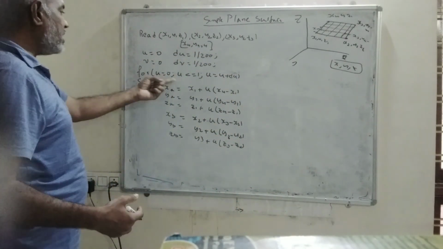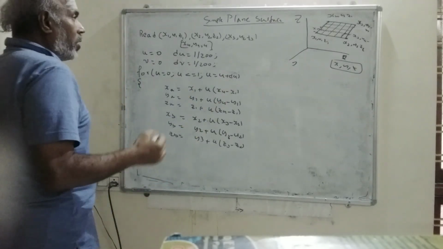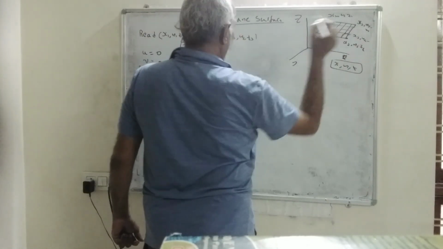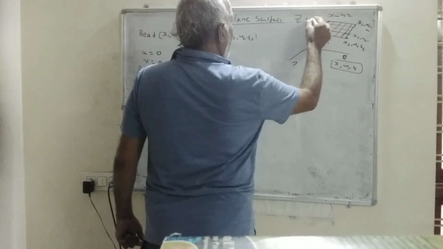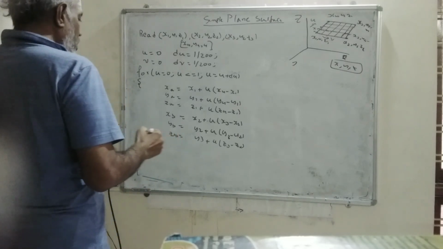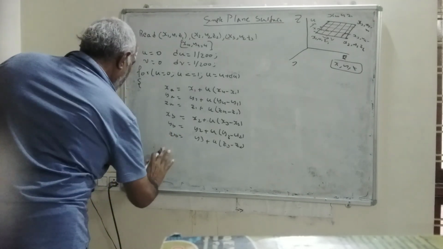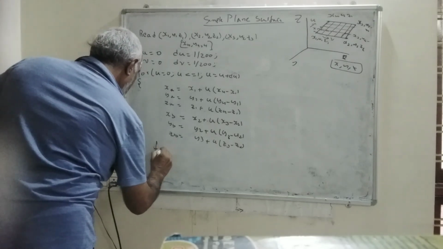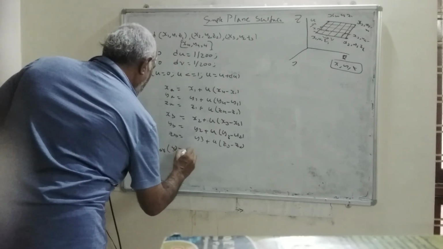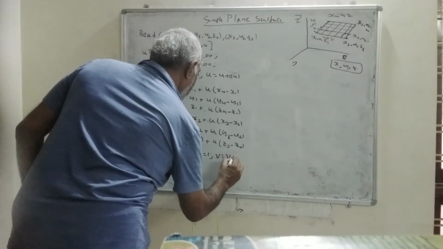In the next iteration of the for loop, u will be incremented and the next two points will be identified. Once you identify these two points, you have to generate several points between them. Here in this direction I am incrementing u, and in this direction I am incrementing v. So I am writing another for loop: for v is equal to 0, v less than or equal to 1, v is equal to v plus dv.